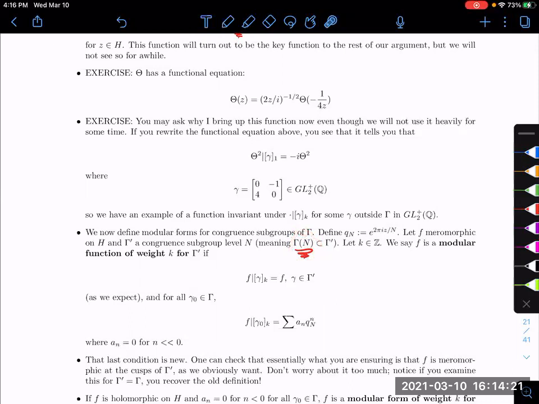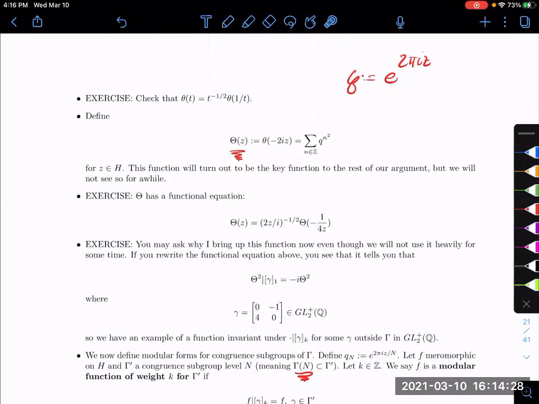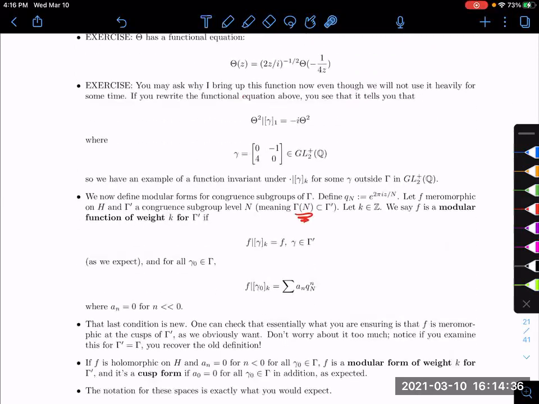All right. And what we're also going to do is, sort of like how up here, when we were talking about modular forms for all of SL2Z, we defined this variable q to be e to the 2 pi i z. When we're talking about modular forms for level N congruence subgroups, we're going to need a new variable that's similar to that. It's going to be called q sub N, q sub capital N, and it won't be e to the 2 pi i z, it'll be e to the 2 pi i z divided by N.